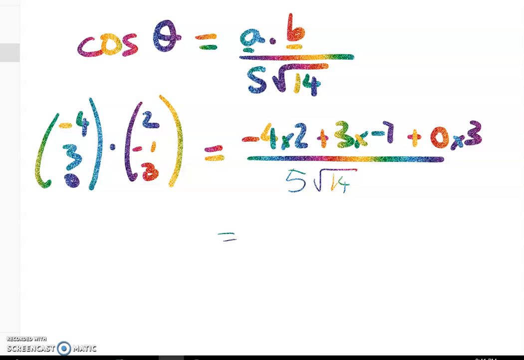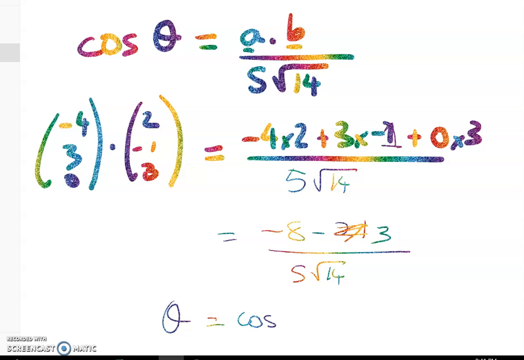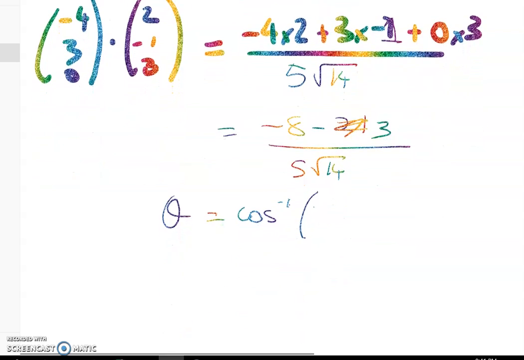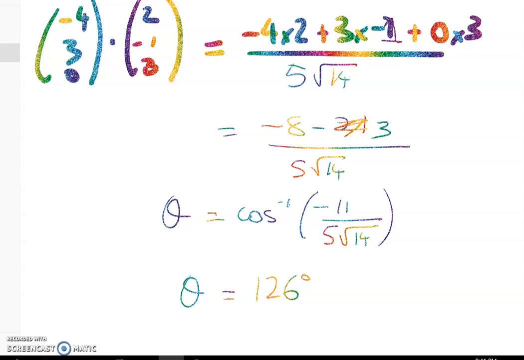So the numerator gives me negative 8 minus 3, no, it doesn't. That's a 1. Can't read my own pen. Negative 8 minus 3 over 5 root 14. So theta is equal to cos inverse of negative 11 over 5 root 14. If you chuck that into your calculator, you get theta is equal to 126 degrees.